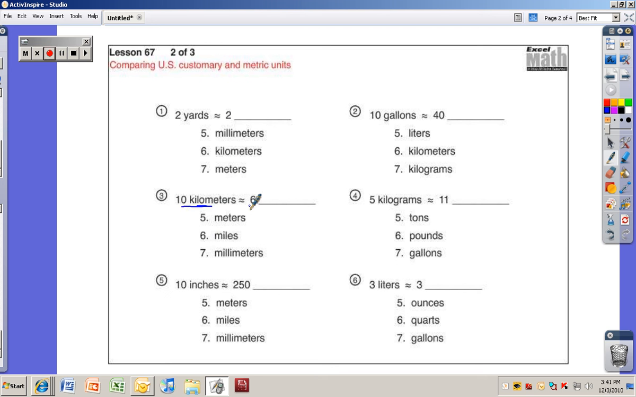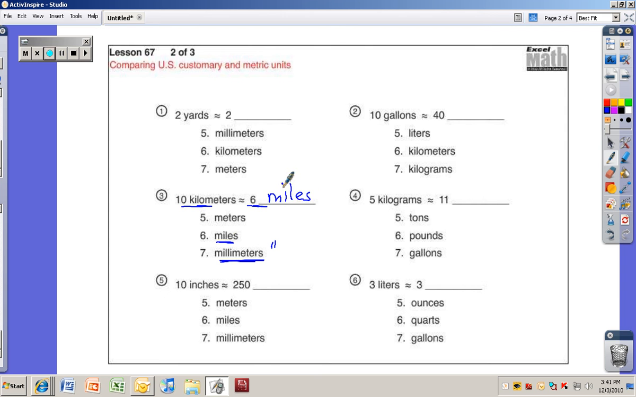10 kilometers like 6 miles. Well, yeah, that makes sense. Let's check this one first. Millimeters. Millimeters are little teeny tiny measurements, the smallest measurement on your ruler. And so 6 of those would be the same as 10 half miles. Doesn't make sense. So miles is the only one that makes any sense there.